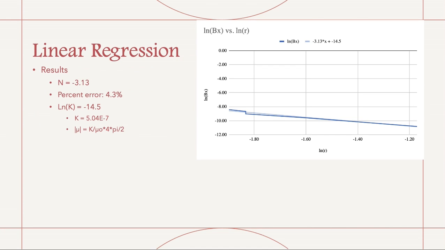The graph of the linear regression is shown, with the slope equation negative 3.13x plus negative 14.5, to get n and k. n is equal to negative 3.13, which is a percent error of 4.3 from the expected value of negative 3, and a k value of 5.04 times 10 to the negative 7, as derived as shown on the slide.